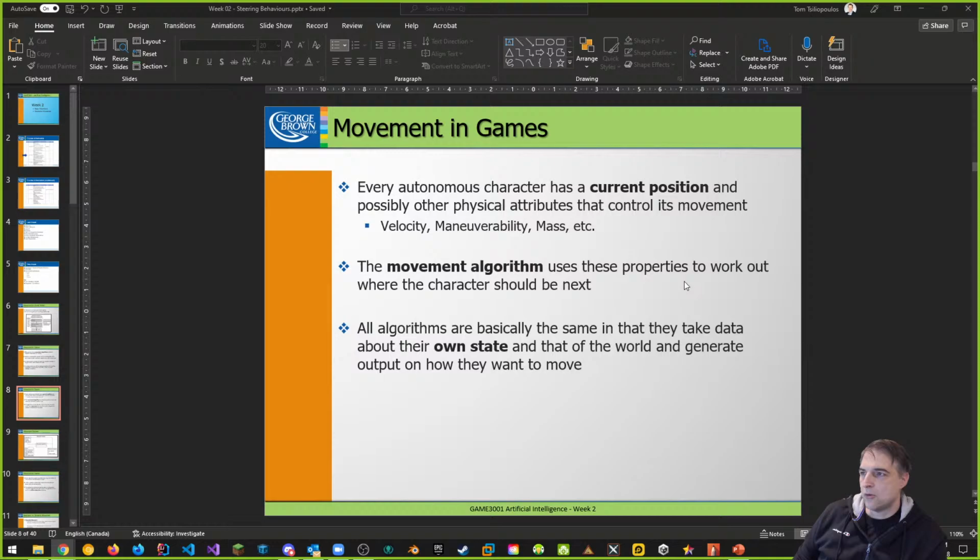So when we think about this, we start off with an autonomous character's current position. And we start thinking about other physical attributes to control its movement: velocity, maneuverability, mass, turn rate, turn speed, those kinds of things. Turn radius is also something we can figure out depending on the size of the object's body. When we think about a movement algorithm, we use properties to figure out character movement and where it should go next. Basically, all algorithms start off with the character state and the current state of the world, and generate an output on how the character is going to move. That's pretty much at a high level how they work.